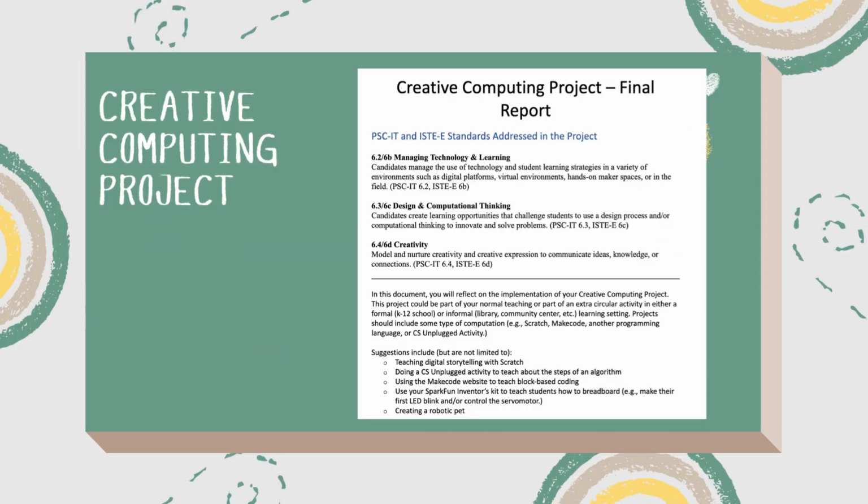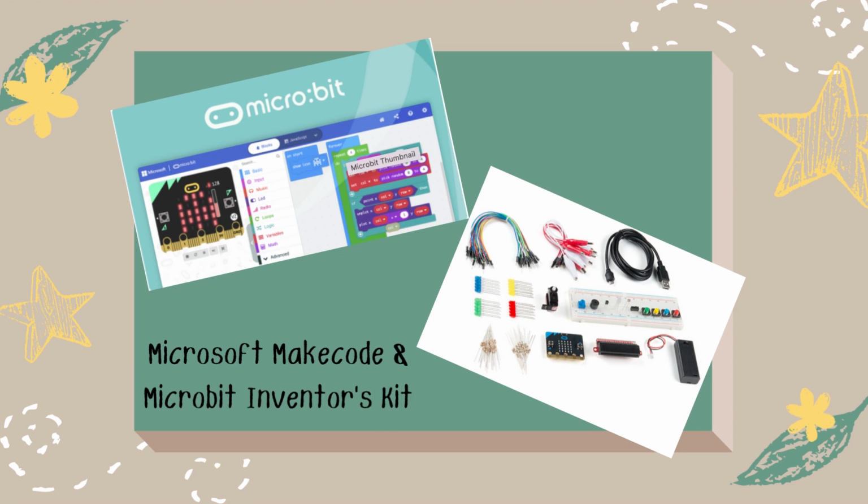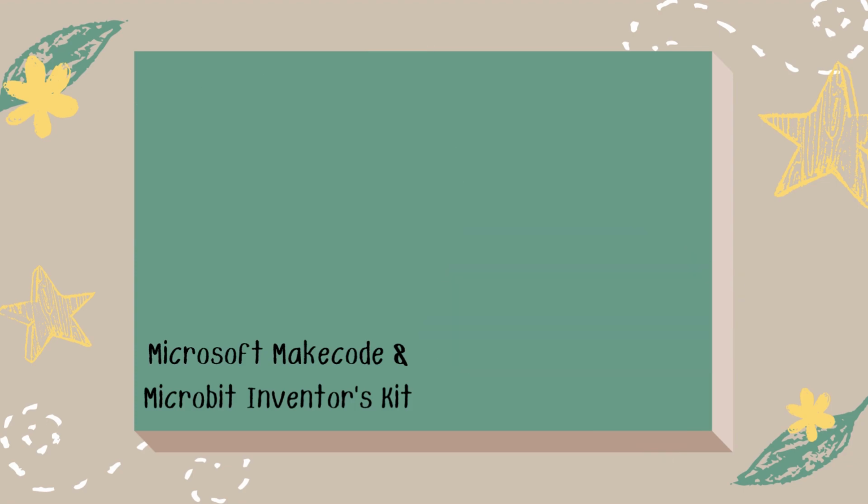In Artifact 11, I created a creative computing project that I implemented with my 8th grade physical science gifted students. For this project, I taught students how to code using Microsoft MakeCode and Microbit Inventor Kit by creating circuits. Students did this by using the MakeCode website to learn block-based coding while utilizing SparkFun's Inventor Kit to teach students how to breadboard, such as making their first LED blink and or control the servo motor. Students created a robotic pet.